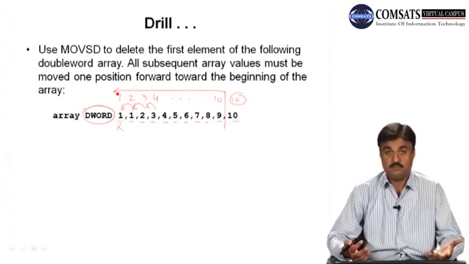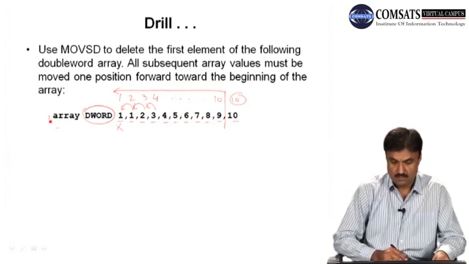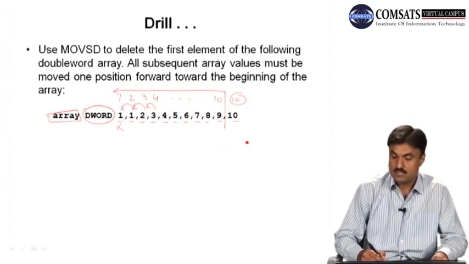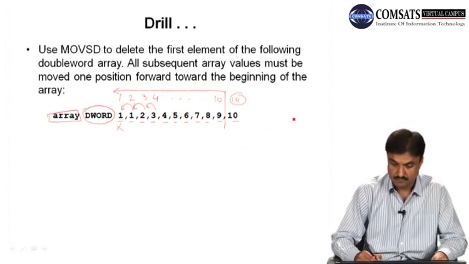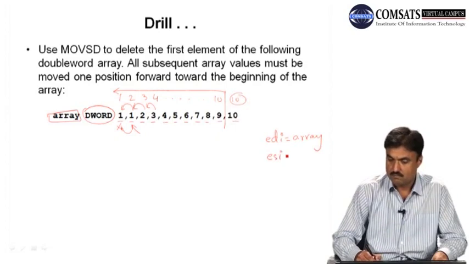So how can we do that? First of all, we must know the source. Now, source address, for example, where our array starts. So this is the source from where we are moving. So actually we are moving from here to here. So EDI must point to the array itself, the starting point. And ESI must point to the array plus 4.